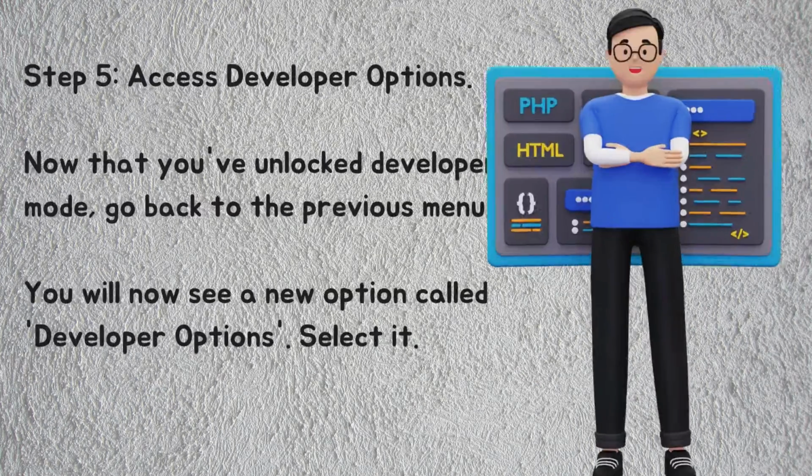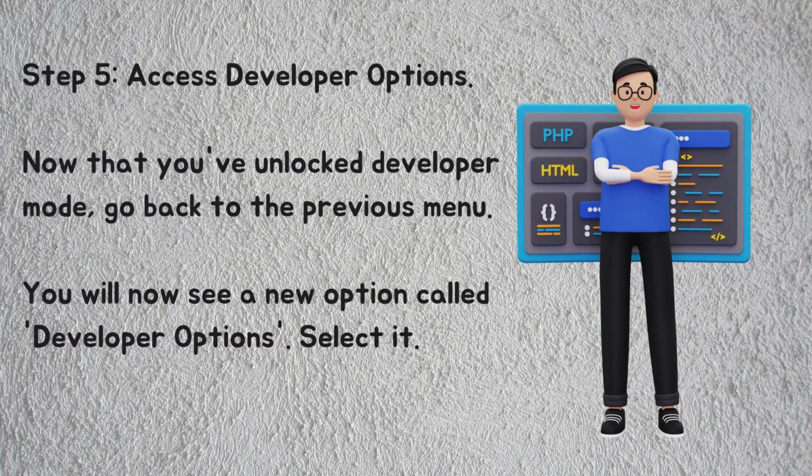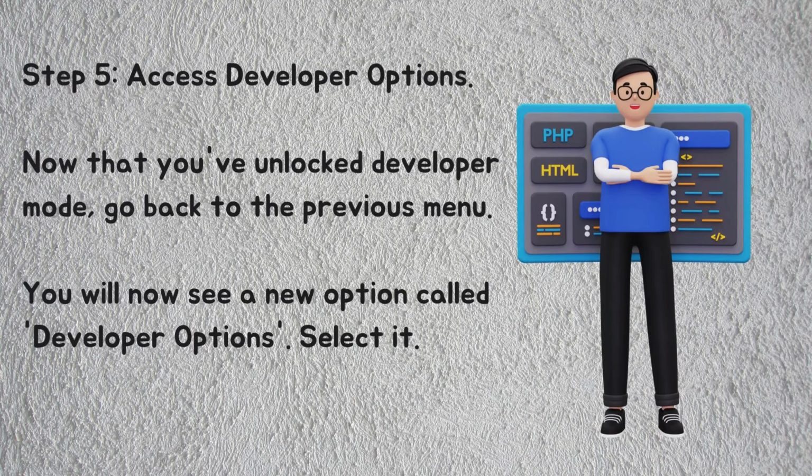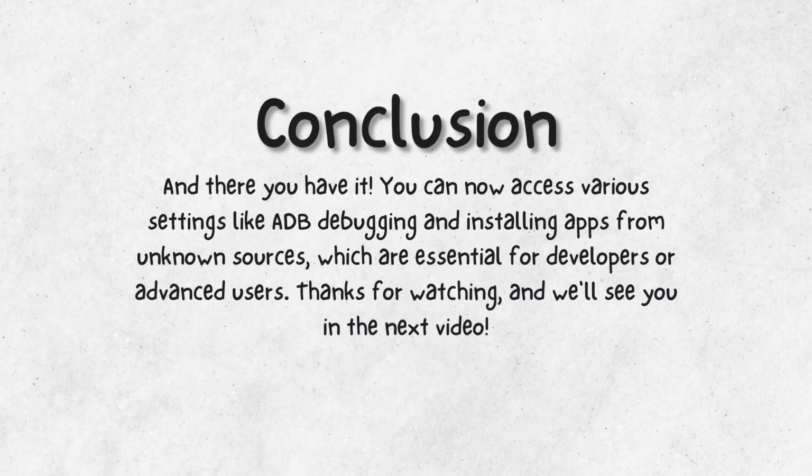Step 5. Access developer options. Now that you've unlocked developer mode, go back to the previous menu. You will now see a new option called Developer Options. Select it. Conclusion. And there you have it.